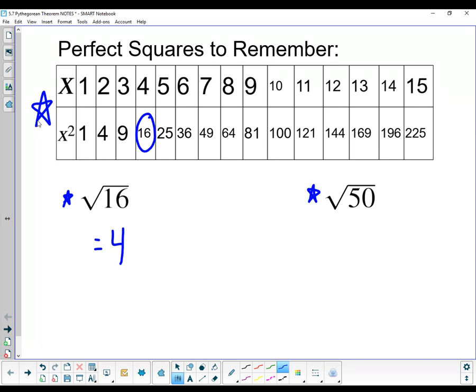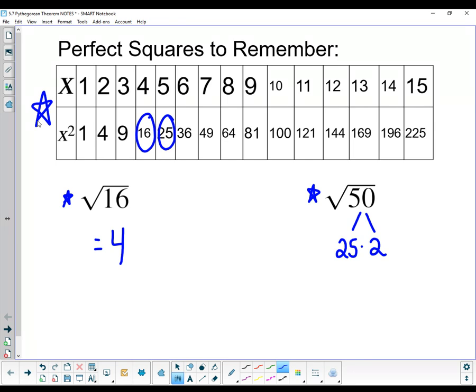I have the square root of 50. It is not a perfect square, but I know that 50 is made up of a perfect square. If I look in my table here, I can see 25 is a perfect square. 25 times 2 will give me 50. So let's break that down. I get 25 times 2 gives me 50.